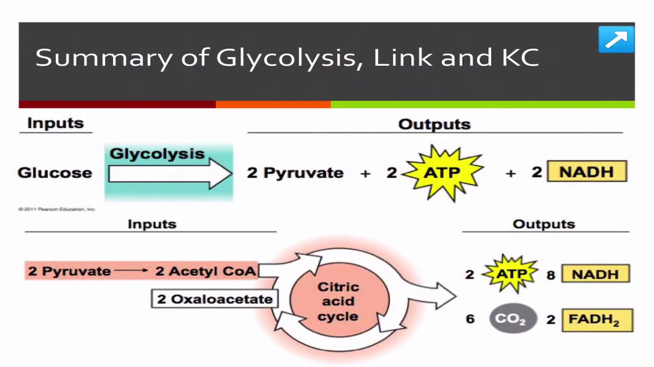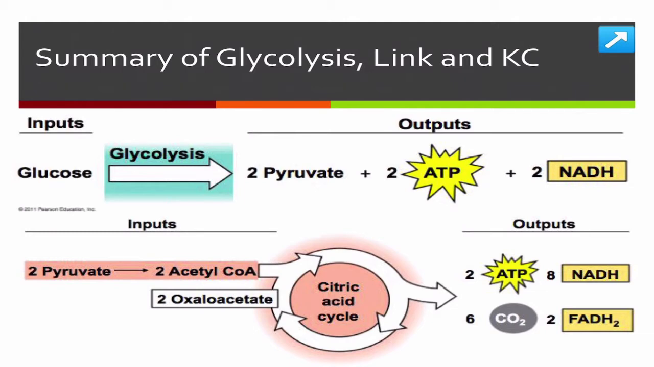So far, we've looked at the inputs and outputs of the initial parts of the process. We always start with glucose. We break it down via glycolysis to create two pyruvates. It also creates two ATPs that we have available, and we make two NADHs from that breakdown.